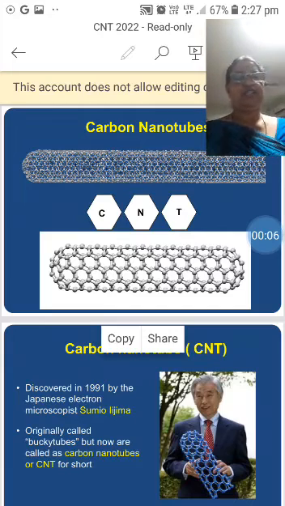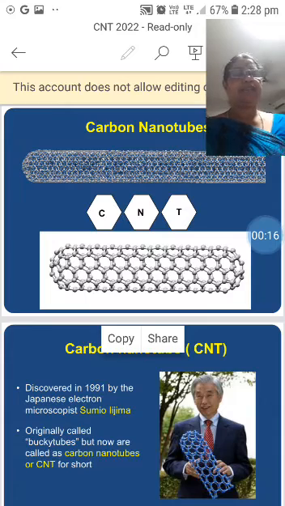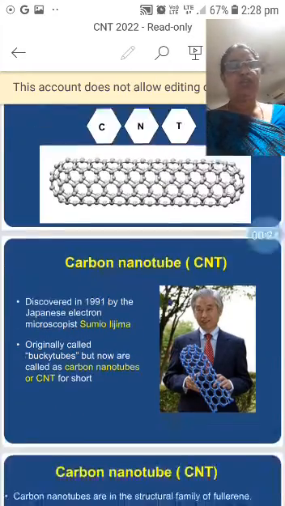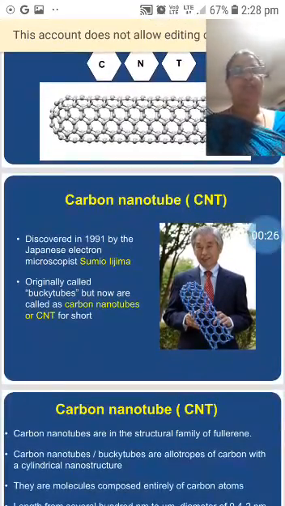Good morning, students. Today we are going to see about carbon nanotubes. What are these carbon nanotubes? These are tubular forms of fullerenes. Already we have seen spherical fullerenes, that is, the fullerenes which are in the form of a spherical shape are called spherical fullerenes. Now today we are going to see tubular fullerenes.